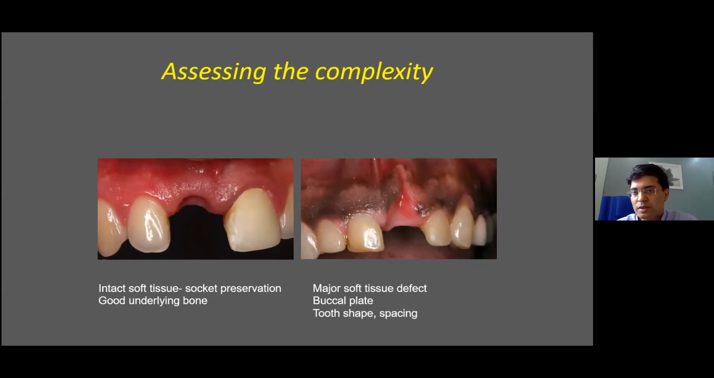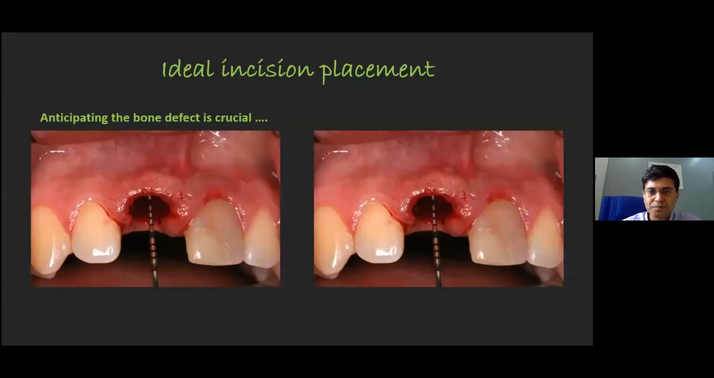On the right side, however, is a very complex case because there's already a soft tissue deficit. There is obviously an underlying bone deficit. The tooth spacing is more. So whatever you end up restoring there is going to be a prosthetic challenge as well. So all of these things matter, and they need to be factored in when you start planning your procedure.